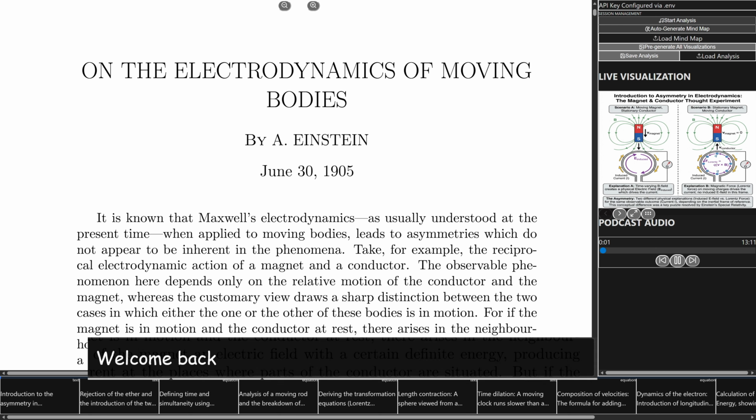Welcome back to the deep dive. Today, we are going deep. I mean, really deep into the source code of modern physics. We're tackling Albert Einstein's 1905 paper on the electrodynamics of moving bodies.